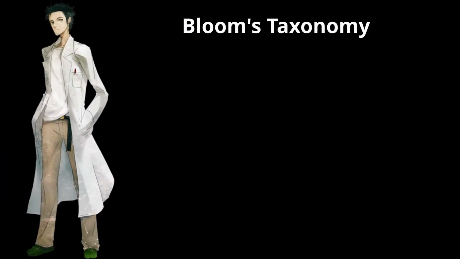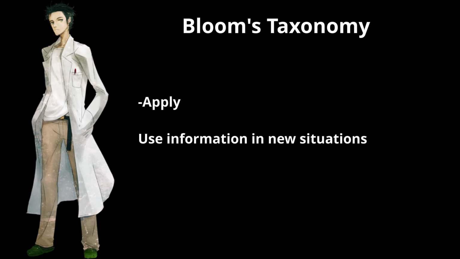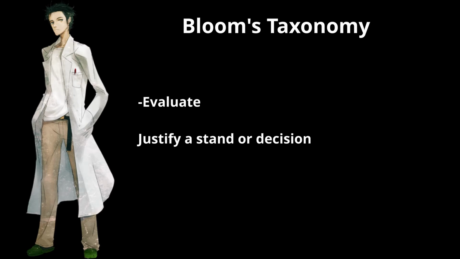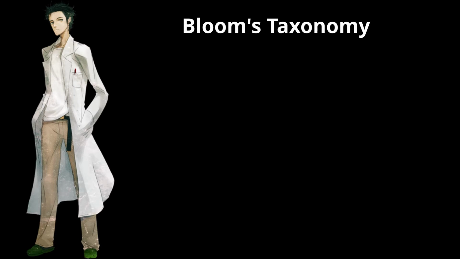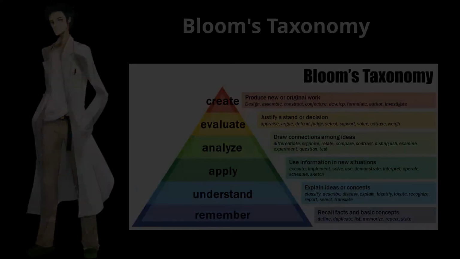Last but not least, we have Bloom's Taxonomy, which provides a structure for individuals to learn more effectively. The structure has 6 steps: remember, understand, apply, analyze, evaluate, and create. The idea behind this pyramid shape is that in order to learn most effectively, a person must start at the bottom and work their way up. Think of this as walking before you run.